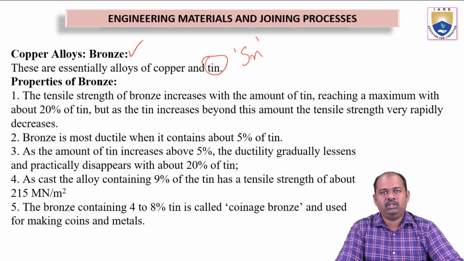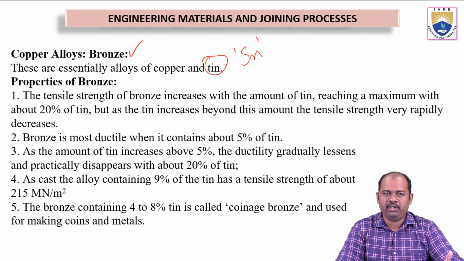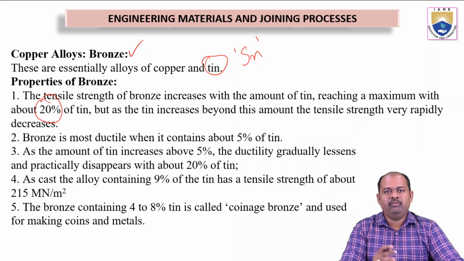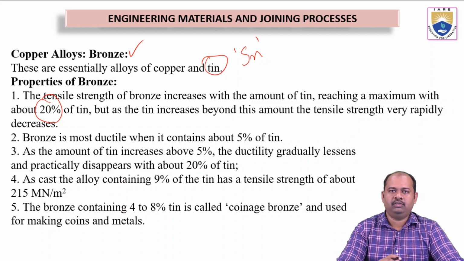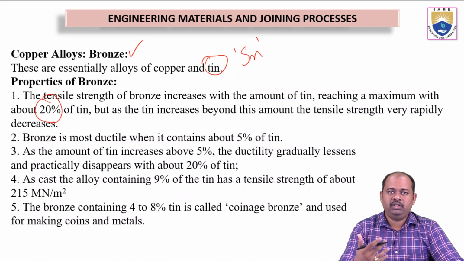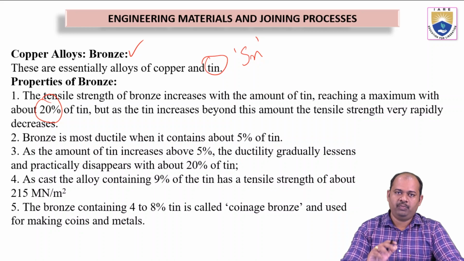So when we add tin to this copper, it shows some more properties. Depending on the application, we'll change the compositions. And let us see the properties of bronze. The tensile strength of bronze increases with the amount of tin, reaching a maximum at about 20% of tin. When we add tin to copper, a 20% increase in the tensile strength can be seen.